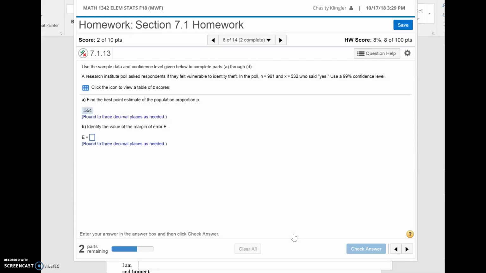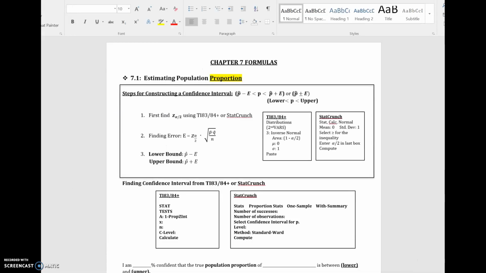Okay, now the next part involves finding your error, which if you have looked at the handout for the Chapter 7 formulas, your error formula is right here. You do z alpha divided by 2 times the square root of p hat times q hat divided by n. So before you can do this, we need to find our z alpha, which you can use your calculator or StatCrunch. This is the steps for the calculator. This is the steps for the StatCrunch. We just did this in an earlier example, so let's go back to the StatCrunch.